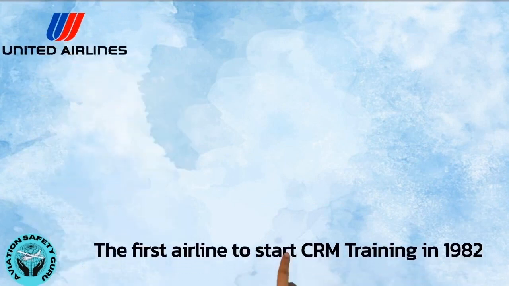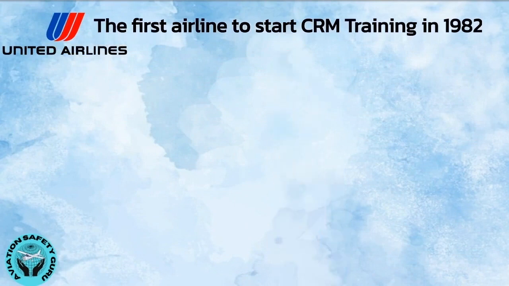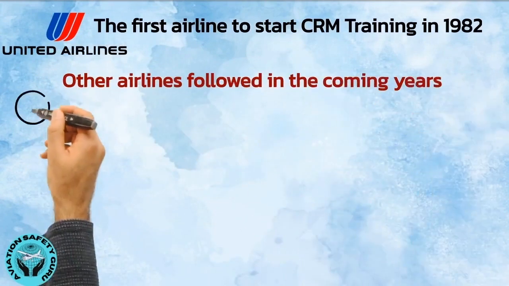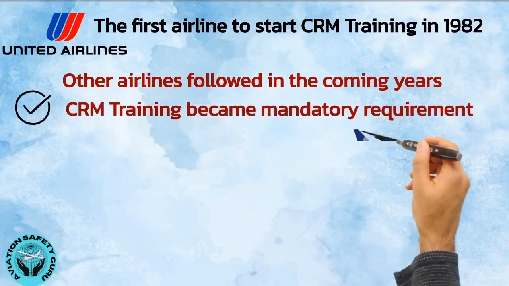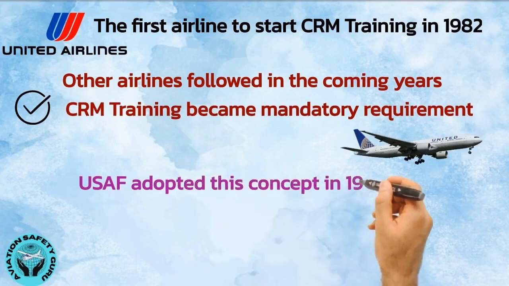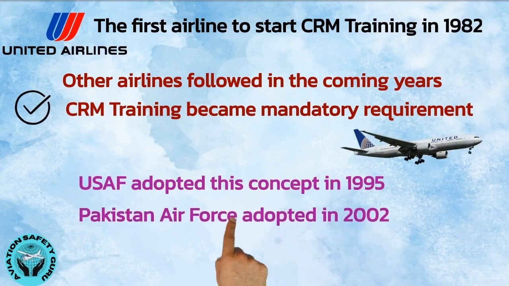United Airlines was the first airline to start CRM training in 1982. Other airlines followed in the coming years. Later on, CRM training became mandatory requirement for airlines. USAF adopted this concept in 1995. Pakistan Air Force adopted it in 2002.